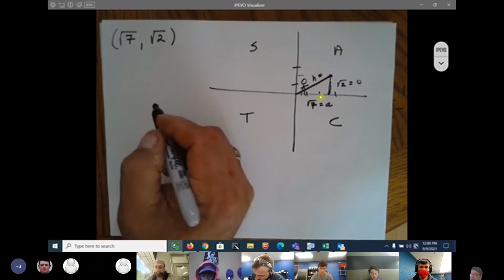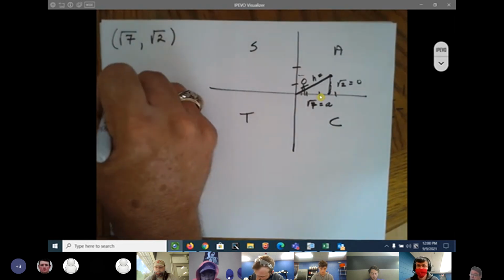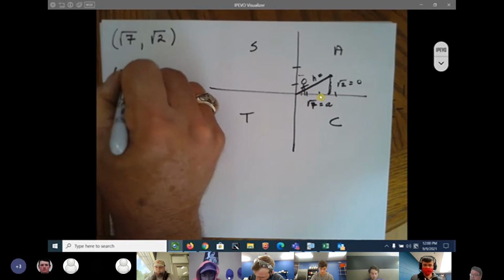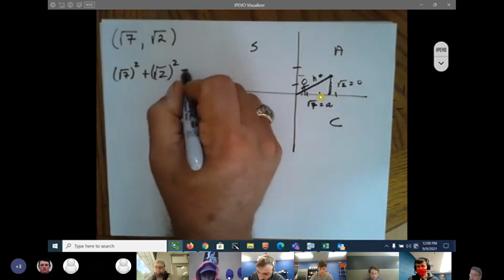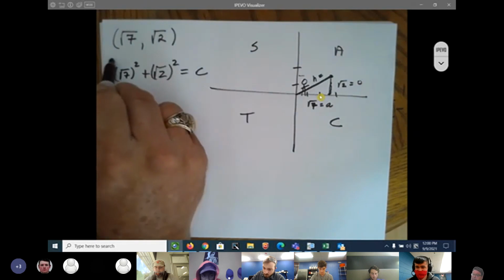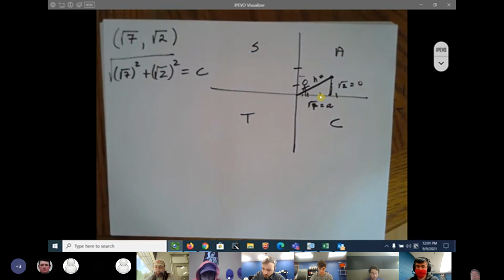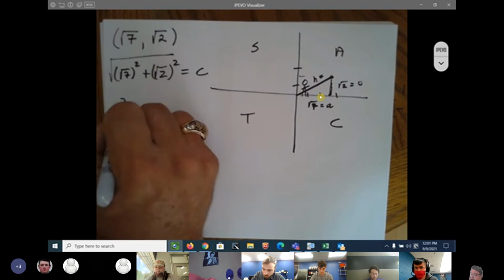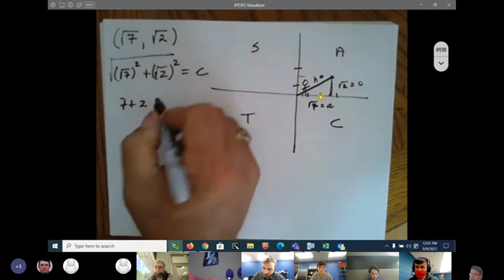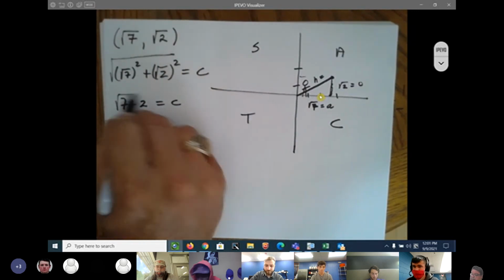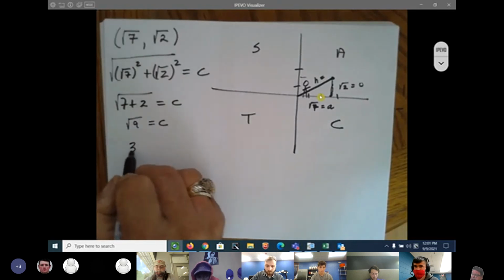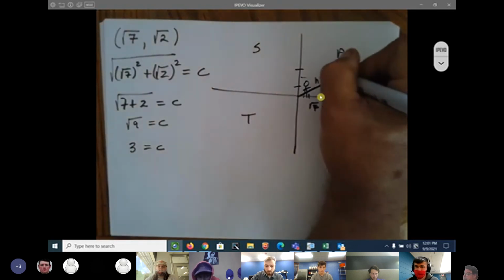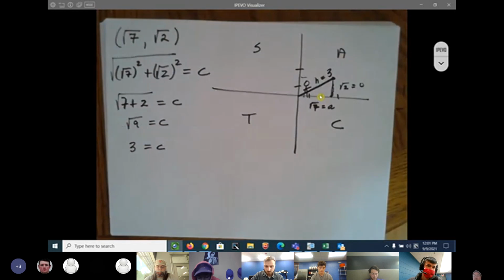All right. So the square root of 7 squared plus the square root of 2 squared equals C squared. If we take the square root, that's going to be 7 plus 2 equals C squared, and the square root of 9 is C. So 3 is our hypotenuse.